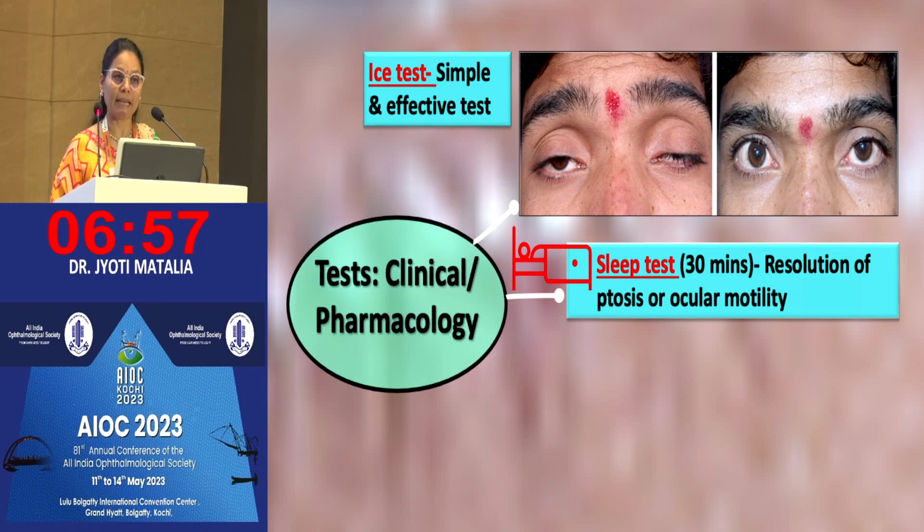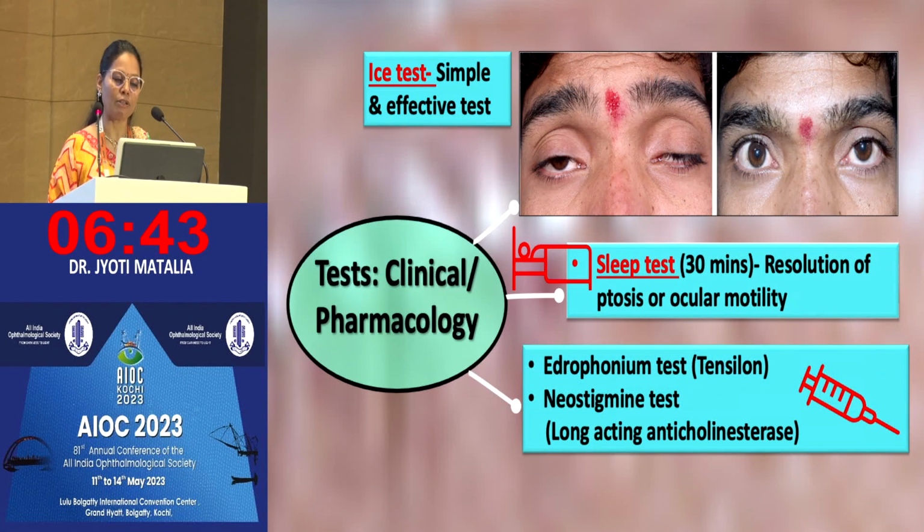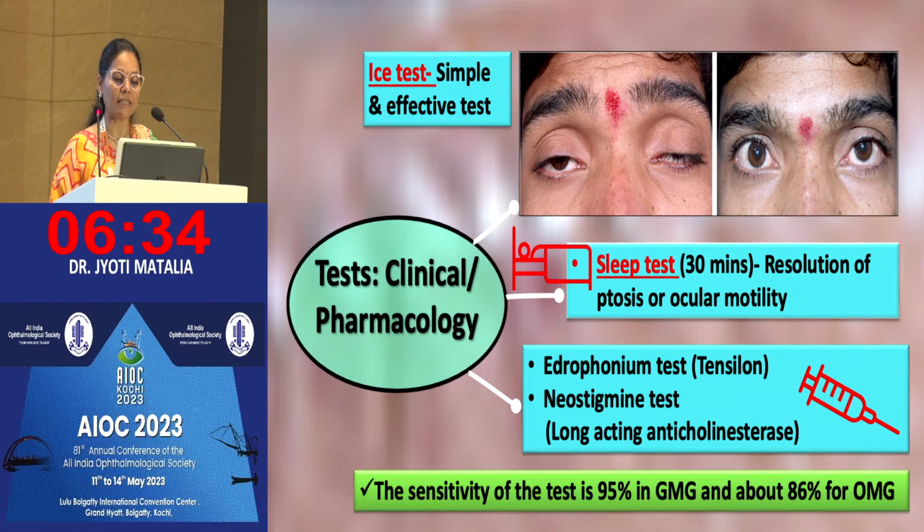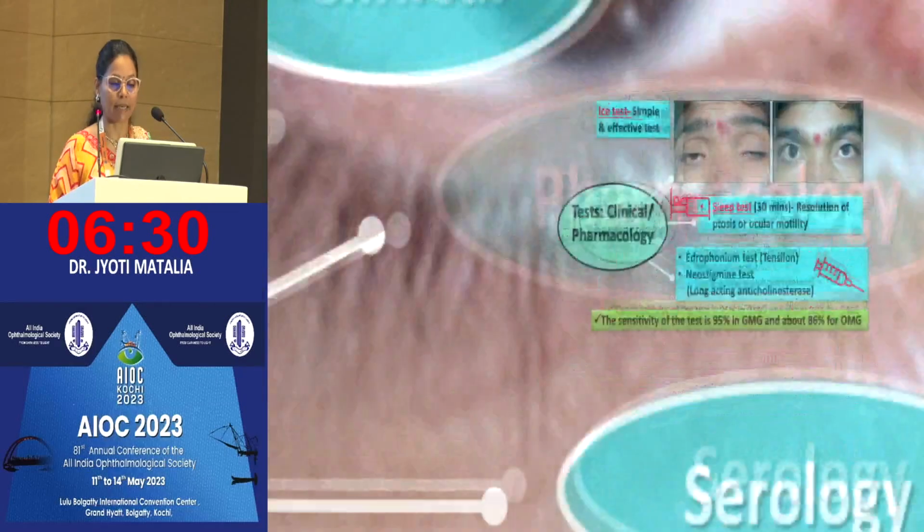Then the sleep test. The best thing about this is to ask the patient when he gets up in the morning or after an afternoon nap, is the ptosis completely relieved or not? And sometimes in children, you can take photographs and compare to see whether this is working. Then we have the edrophonium test. However, we don't have Tensilon available in India. But neostigmine is long-acting, and after 30 minutes you can see an improvement. The sensitivity of the test is 95% in generalized and about 86% for ocular cases.